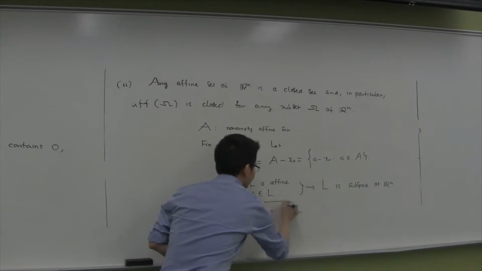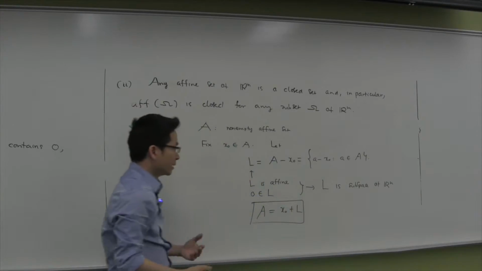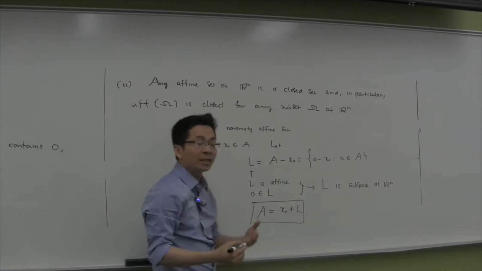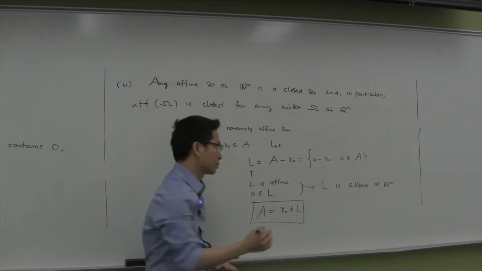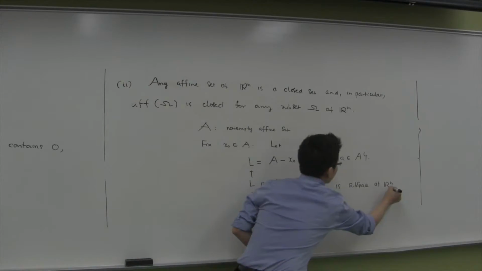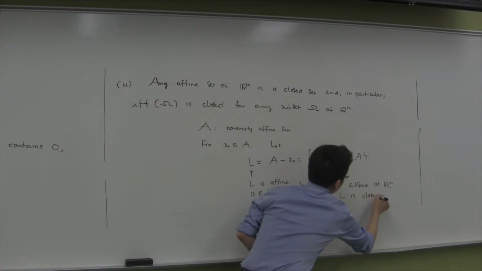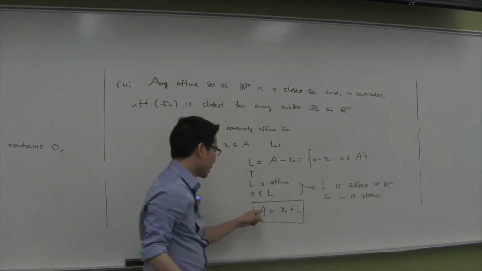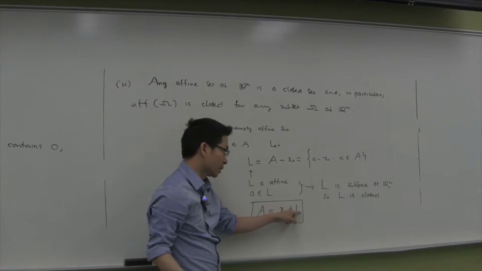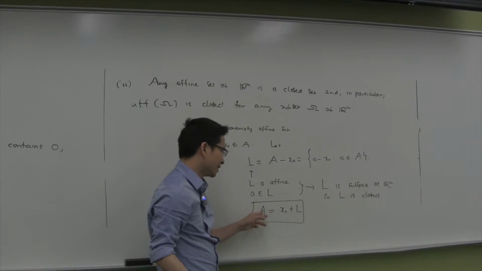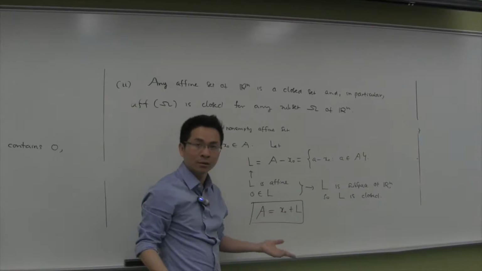And it is well known that any subspace of Rn is closed. Therefore, A here is just a translation of a closed set, and we can easily show that A is closed.